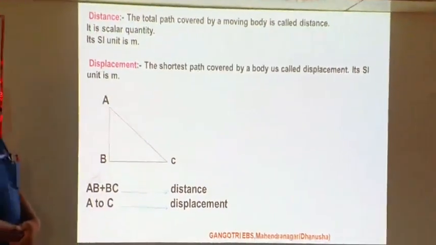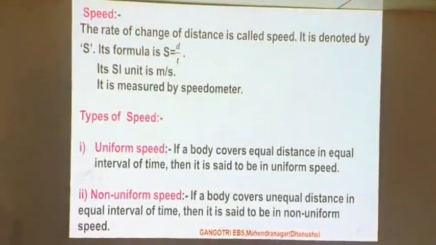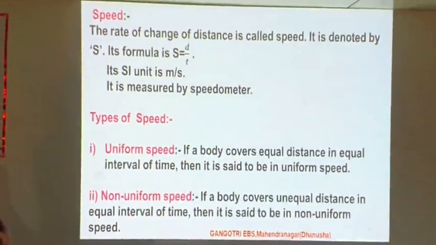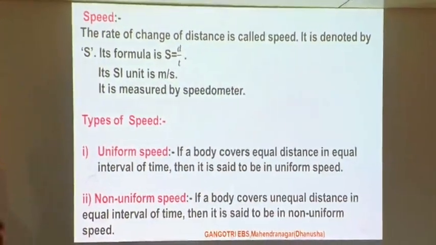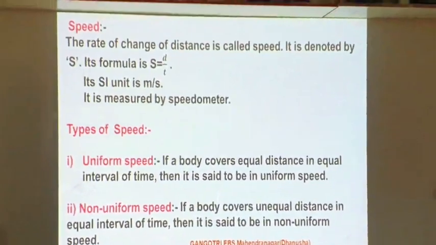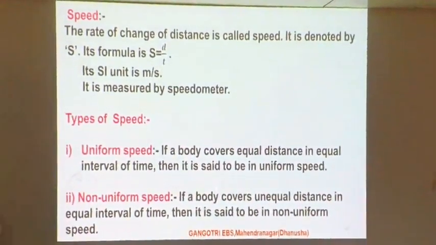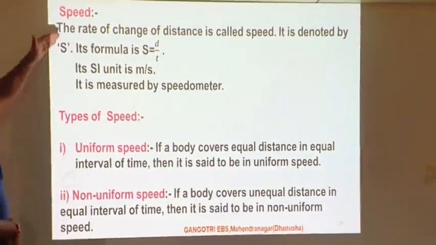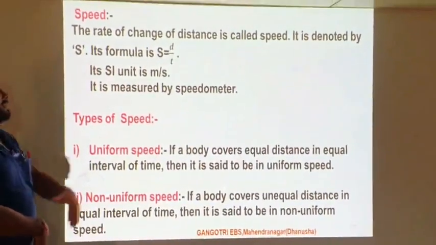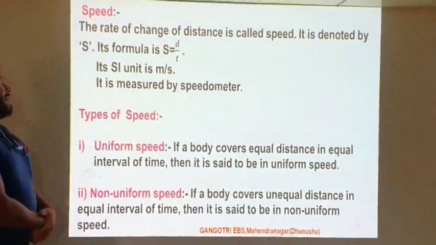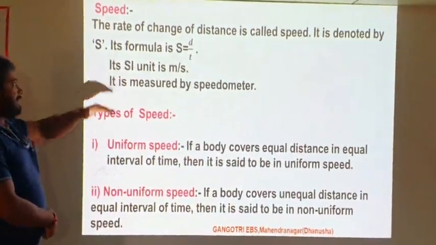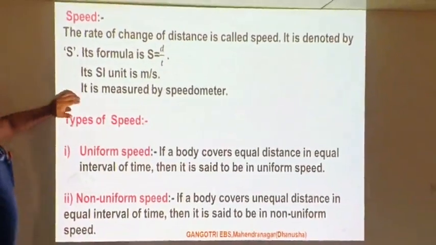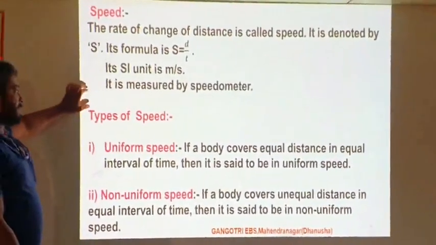Next slide. Speed. Speed means the rate of change of distance. It is denoted by S. The formula of speed is S equals distance traveled divided by time taken. Its SI unit is meter per second and it is measured by a speedometer.